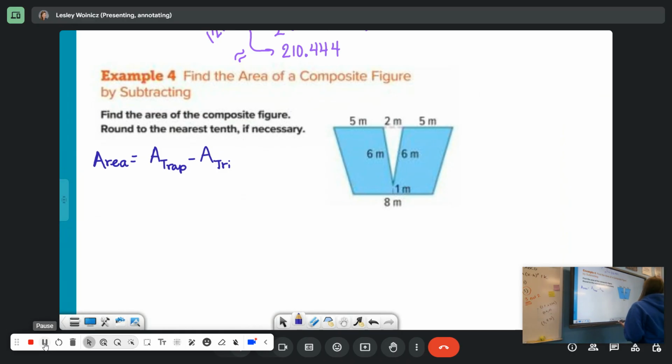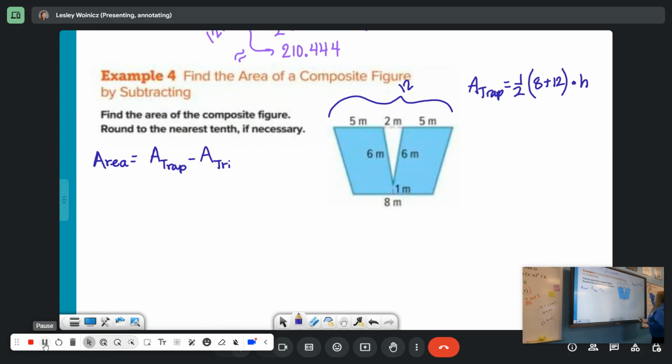Okay, let's figure out what those two pieces are. The area of our trapezoid, let's start there, is going to be the average of our bases, 1/2 times 8 plus 12, this looks like 12 to me, times our height, and we don't know our height yet. Let's find the height of the triangle first.